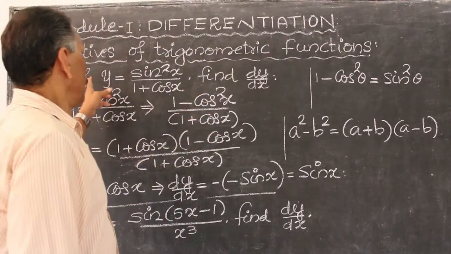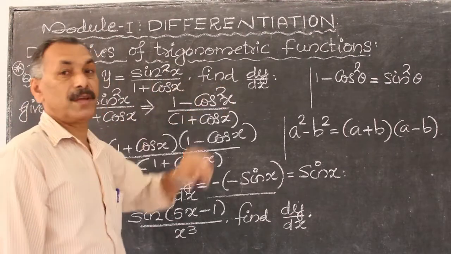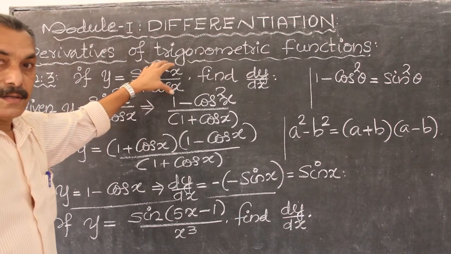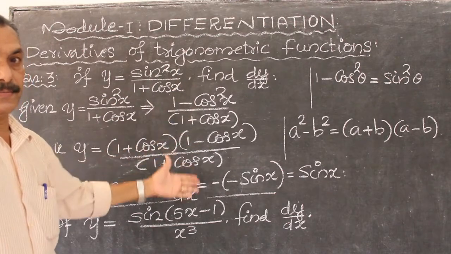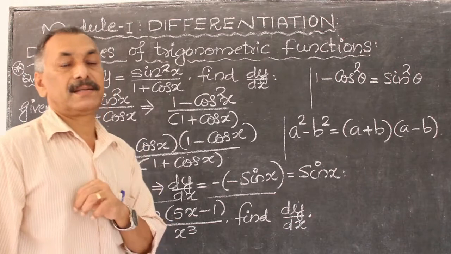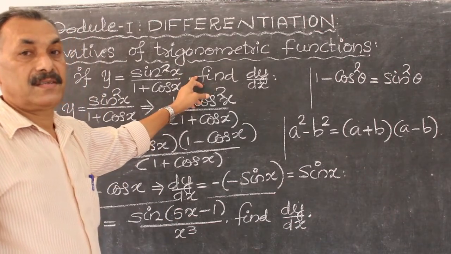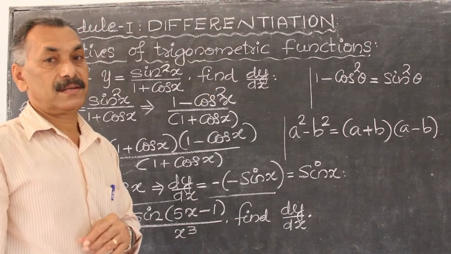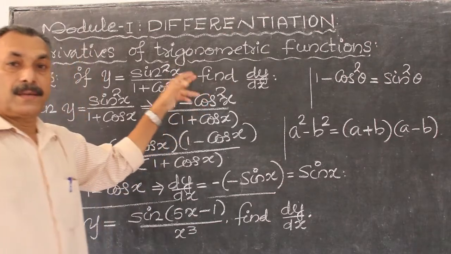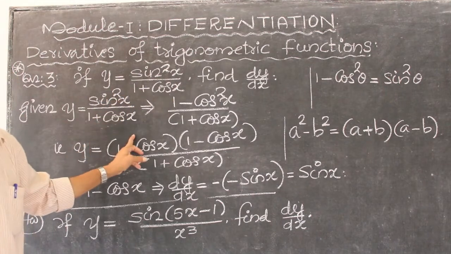ഈ പ്രോബ്ലം: if y is equal to sin square x divided by 1 plus cos x, find dy by dx. നമുക്ക് ഇതിൻ്റെ ആൻസർ കിട്ടി. Consider another very simple method to solve this problem, to find the derivative of this function. Okay, by substitution method. Using substitution we can solve this problem easily. Given y is equal to sin square x divided by 1 plus cos x.